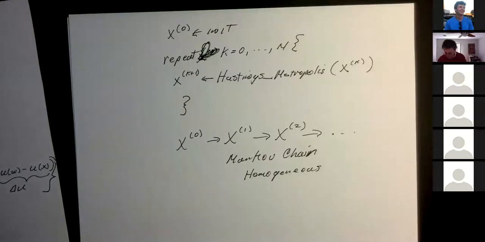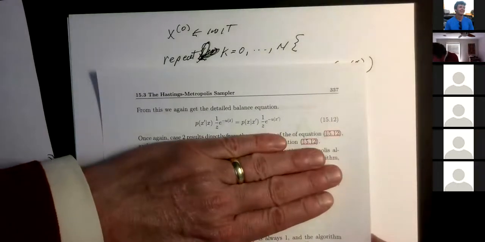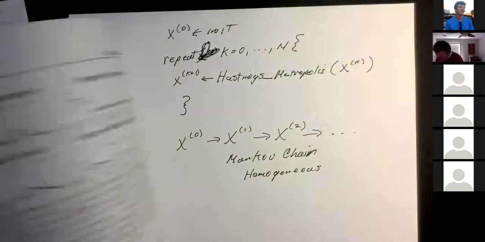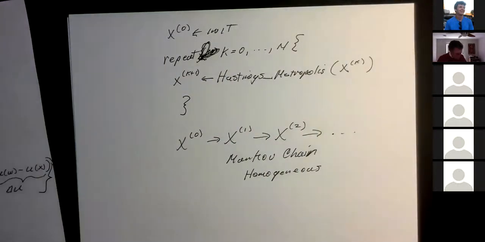Yeah, that was the proof. Okay, here's the proof. This is what you have to prove. Those are the detailed balance equations. Anyway, the proof is in here somewhere.